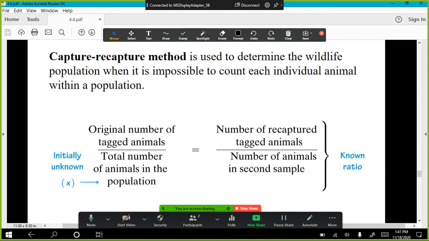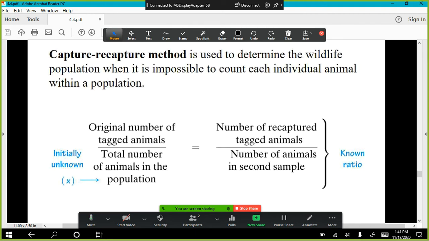All right, look at this one. Capture-recapture method is used to determine the wildlife population when it is impossible to count each individual animal within a population. So if you went to some state park somewhere, you wanted to know how many deer were on the property, it's not going to be possible for you to walk around the state park and count how many deer are there.